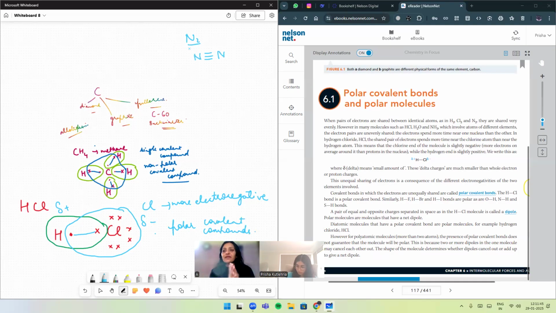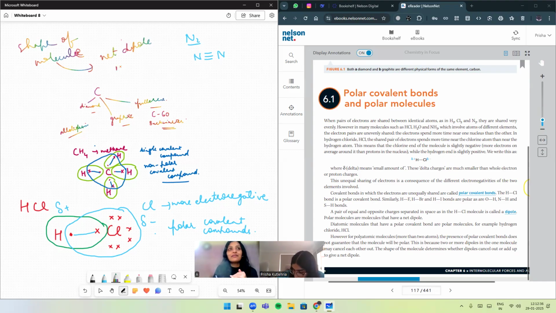Now, I know polyatomic molecules, that means there is presence of more than two atoms. So the presence of a polar covalent bond doesn't mean that the molecule is going to be polar in nature, right? Sometimes in a molecule there may be presence of one or more than one dipole, and that would cancel out each other. So the shape of the molecule is determined by the net dipole moment. So just note this point. The shape of the covalent molecule is determined by the net dipole moment, whether the dipoles are canceling out each other or they are simply adding up. So that determines your shape.